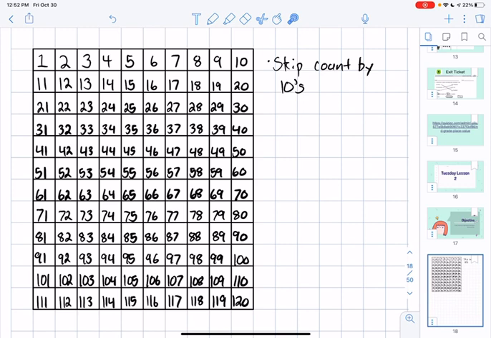Now we're going to go to 6. 6, 16, 26, 36, 46, 56, 66, 76, 86. Notice how the ones digit stays the same when you count up and down by tens. Now we're going to skip count down by tens.